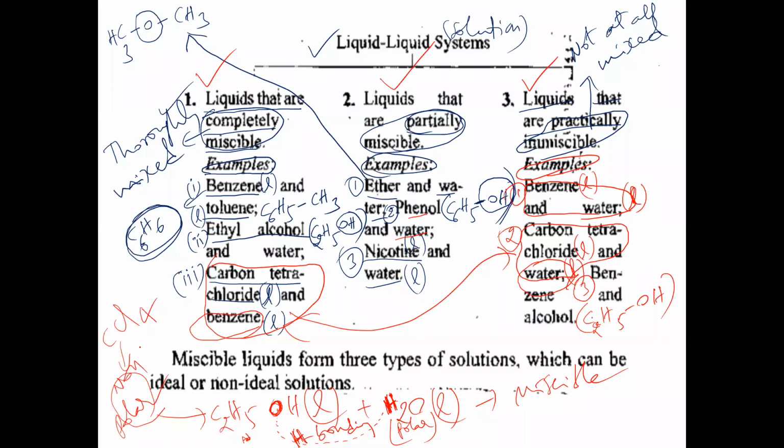And why is CCl4 not soluble in water? Why are CCl4 and water immiscible? The reason is that between the hydrogen atom of water and the Cl of chlorine, hydrogen bonding cannot be formed. Hydrogen bonding cannot be developed. That's why CCl4 cannot be soluble in water. Did you all understand the concept now? Okay.